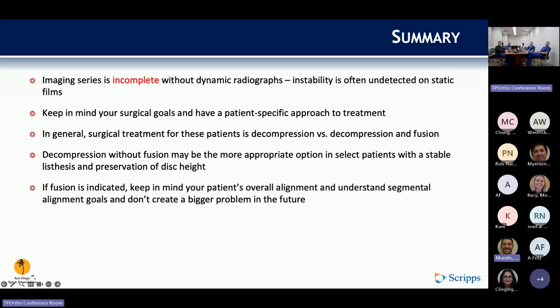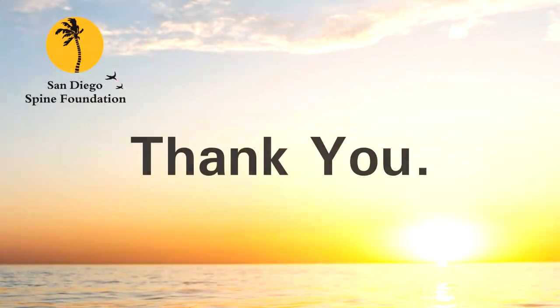But you guys are also going to see a lot of spondies get decompressed here instead of fused, I think, which is a good perspective. We don't always have to put metal in there. So, all right, great talk, Ryan.